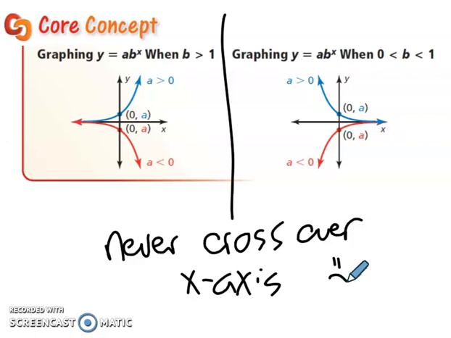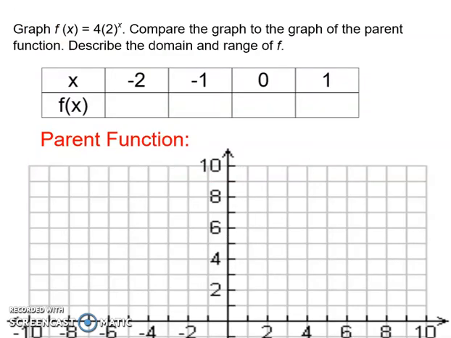And let's show that in another example. So in this example, it says graph f of x is equal to 4 times 2 raised to the x power. Compare the graph to the graph of what's called a parent function. Describe the domain and range of f. You also might hear this as the mother function. You might hear it as a parent function or the mother function.